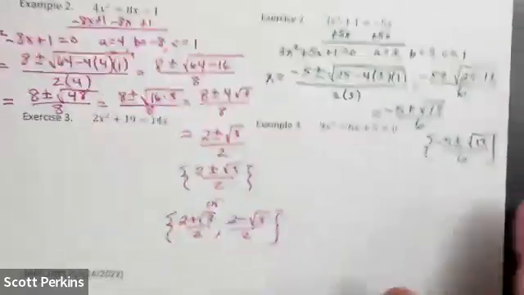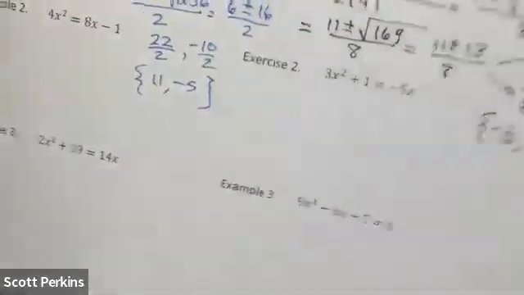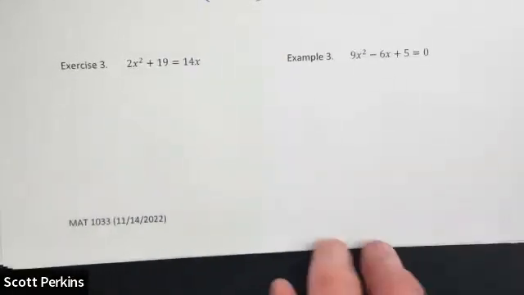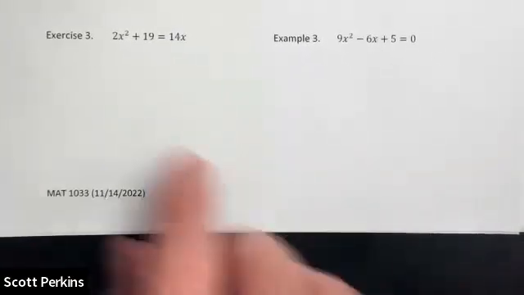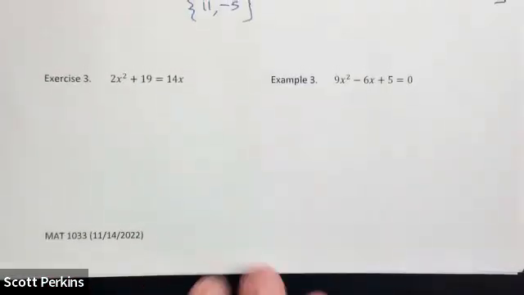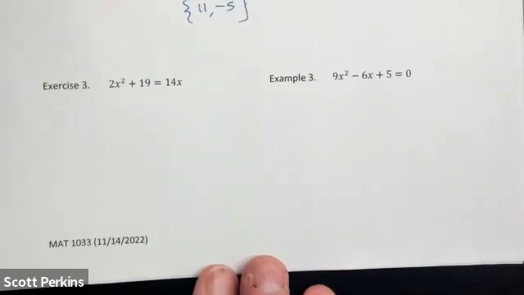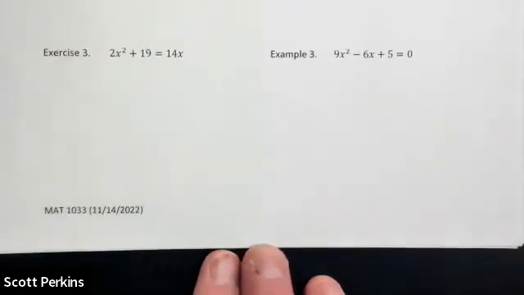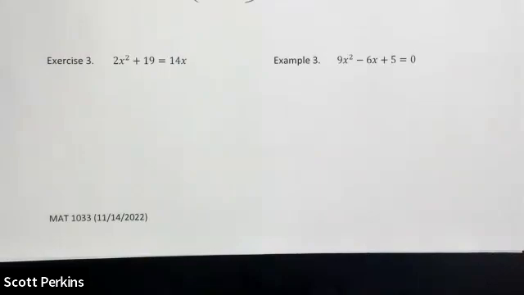Exercise 3, right below it. Go ahead and do that one. It's 2x squared plus 19 is equal to 14x. It's the same sort of thing. You're going to bring that 14x over first, and then you're going to use the quadratic formula.